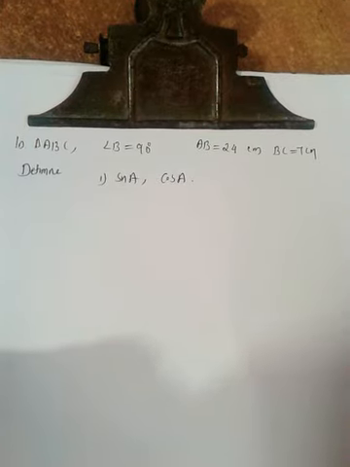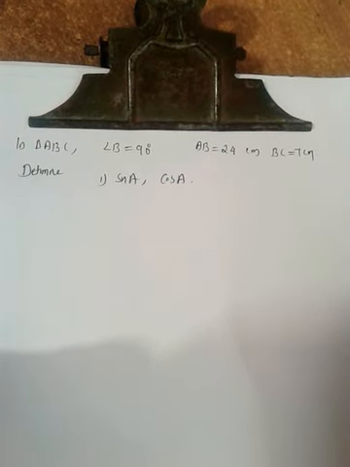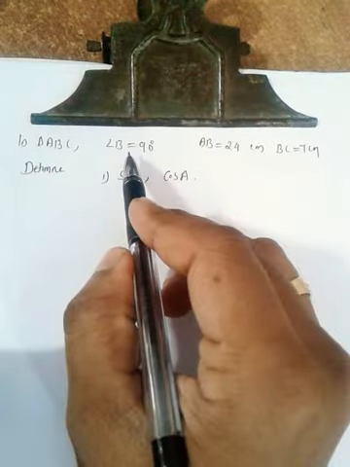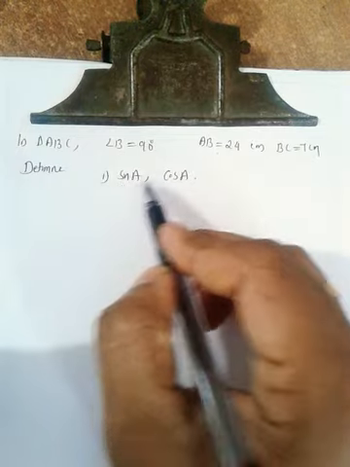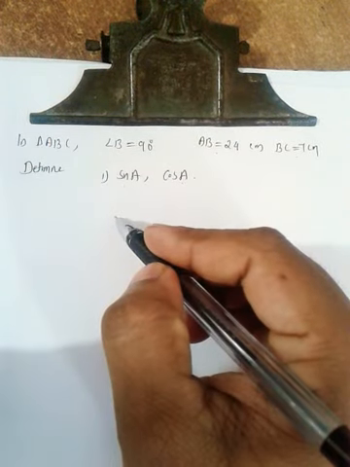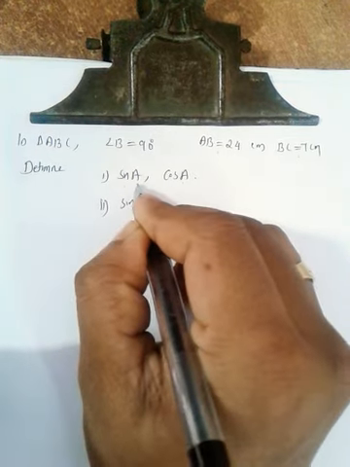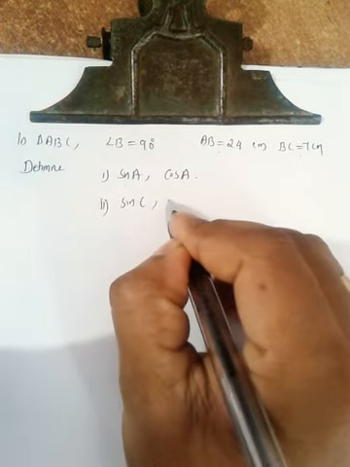Okay, so exercise 8.1, first question. In triangle ABC, right angle at B, that means in triangle ABC angle B is 90 degrees. Then AB is given as 24, BC is given as 7. Determine sin A, cos A. Then one more sub question is there: sin C, cos C. You are supposed to find sin A, cos A, then sin C, cos C.